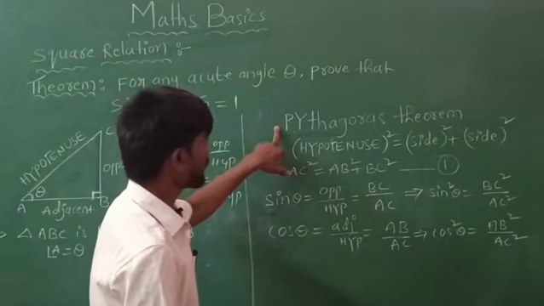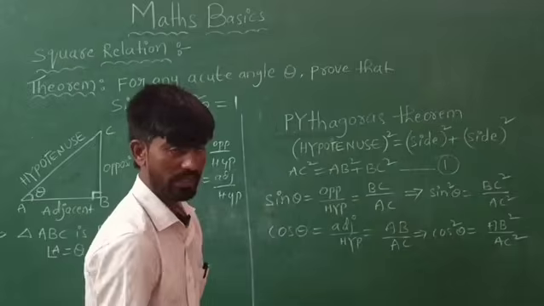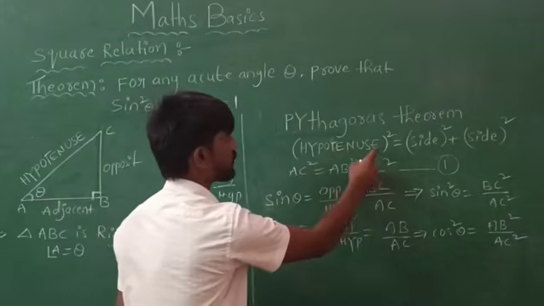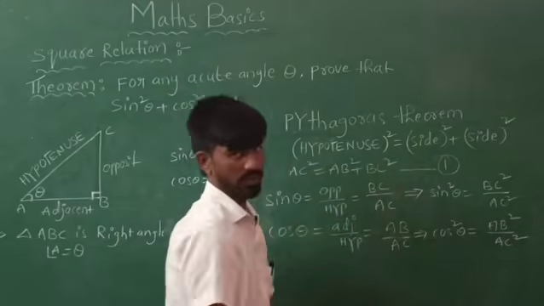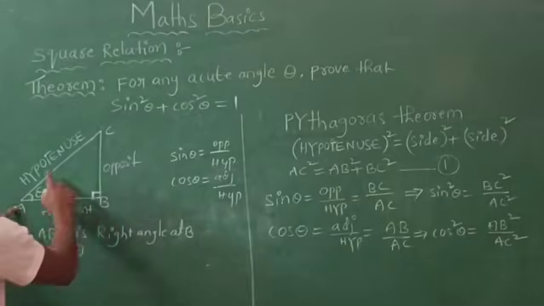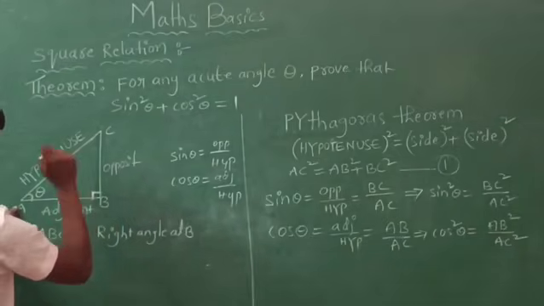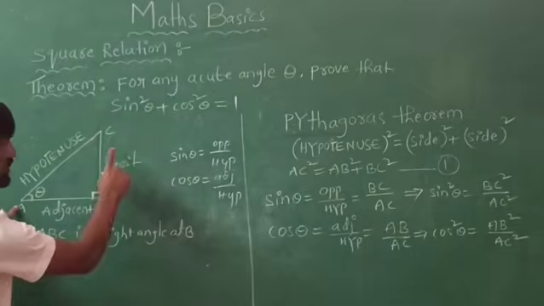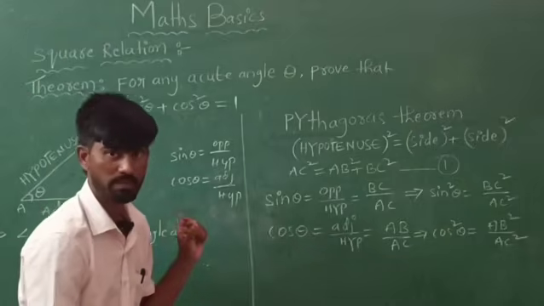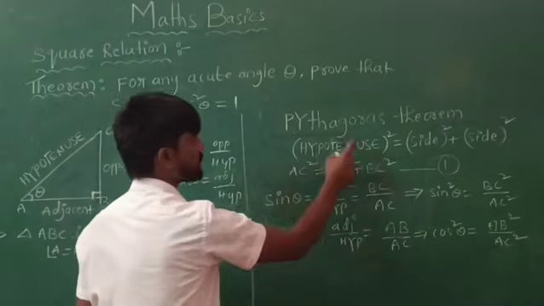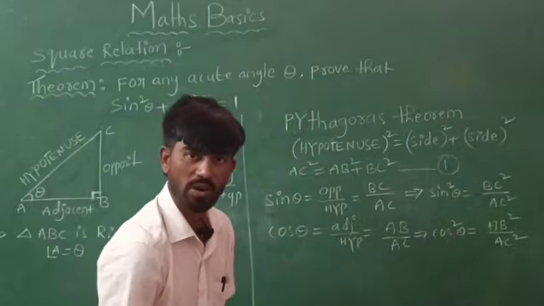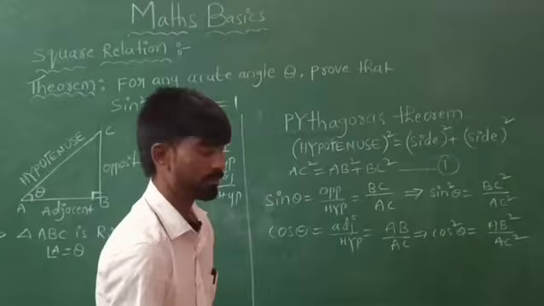Here we already know the Pythagoras theorem. What is the meaning of the Pythagoras theorem? Hypotenuse square is equal to side square plus side square. In this right angle triangle, hypotenuse square means AC square is equal to the other sides' squares, AB square plus BC square. This statement is called the Pythagoras theorem.